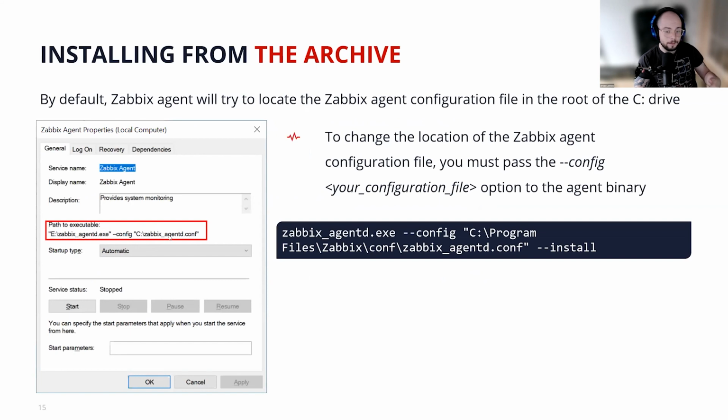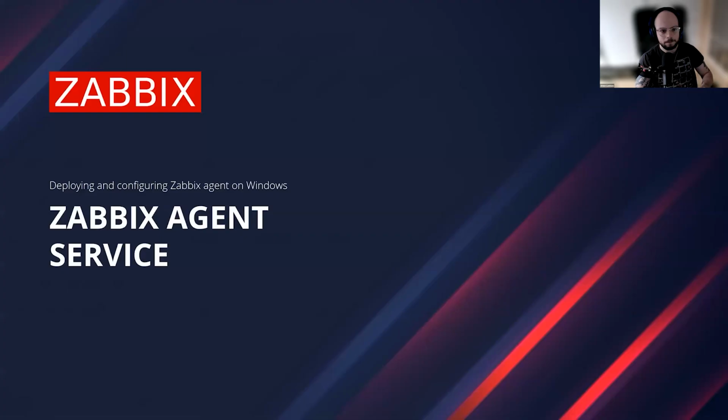If you wish to point it at a different location, at a different configuration file, then you need to pass the config option. Config, and then your configuration file. So here I'm executing the Zabbix agent binary file, passing the config, and my config file is located in program files, Zabbix conf, zabbixagent.conf, and then passing install. So be careful with this. This may not be very intuitive because it doesn't tell you where it's looking for anything, right? By default, you have to know it. So just take that into account. It looks for these things in the root of the C drive, even if the agent is located on a different drive. Okay, so we have installed it.